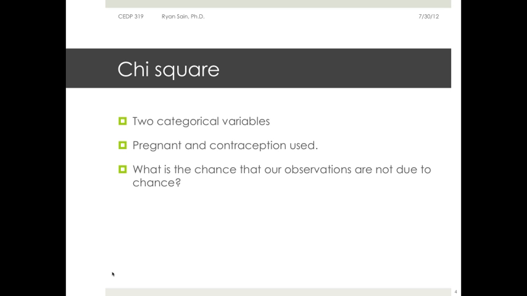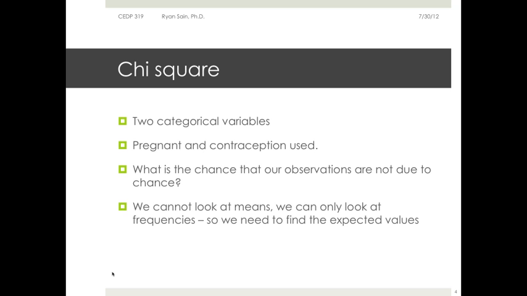Okay. What is the chance that our observations are not due to chance? In other words, we're asking the question, was contraception effective? Because if contraception is effective, you should see something different than randomness here, right? Because if contraception wasn't effective, if it was just 50% effective and you're flipping a coin, then you should expect people to be pregnant and be on contraception at about the same rate as not pregnant and on contraception.